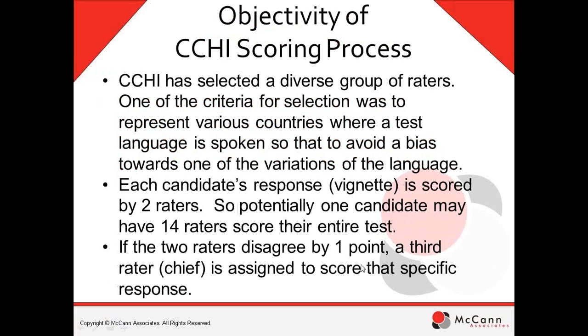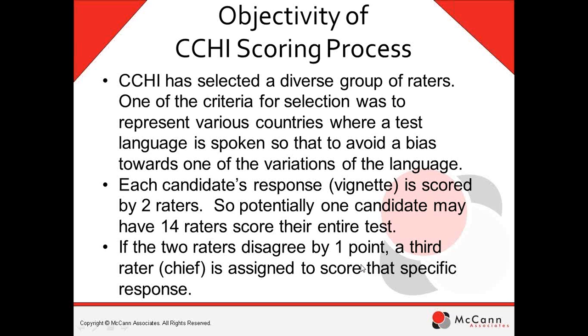All right, so moving along. Objectivity in our scoring is extremely important, and that's because each of the languages that CCHI certifies is spoken in multiple locations, and this, of course, can result in many variants of the same language. Also, CCHI is recruiting raters from a broad spectrum of countries and in different regions within each country. Objectivity can also be ensured by having multiple raters rating each candidate, as many as 14.